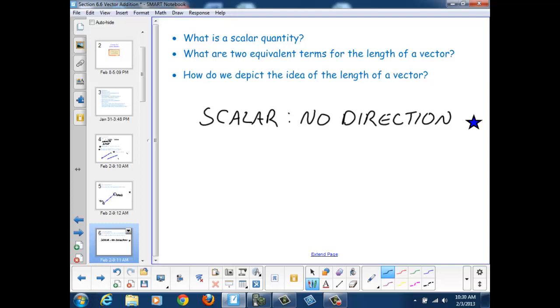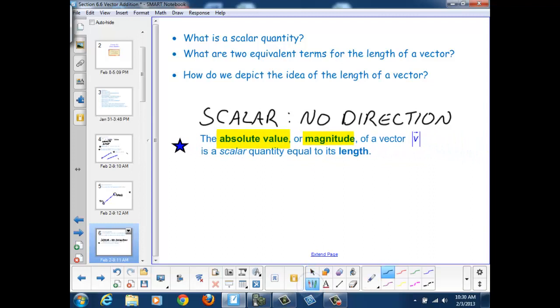That gets us into the second question. What are two equivalent terms for the length of a vector? Well, two equivalent terms are the absolute value and magnitude of a vector. The length. That absolute value or magnitude or length is the scalar quantity associated with a vector. It's simply the length without direction. You see that over here we have the notation that denotes the length or absolute value or magnitude, which looks exactly like the absolute value bars we use in other areas of mathematics. So those absolute value bars mean that we are simply talking about the length of the vector without direction.